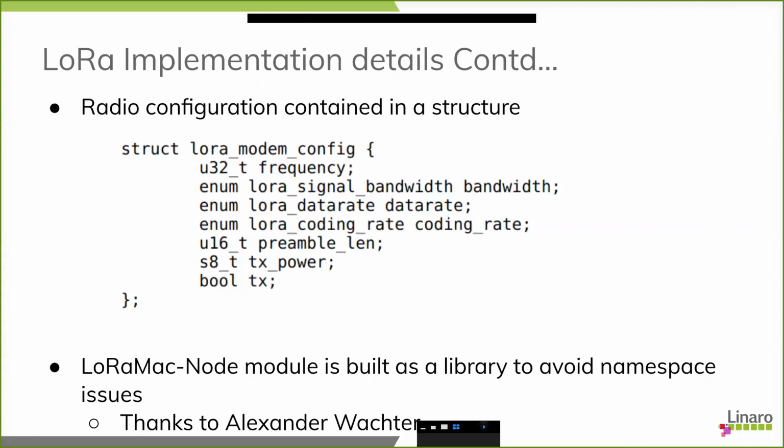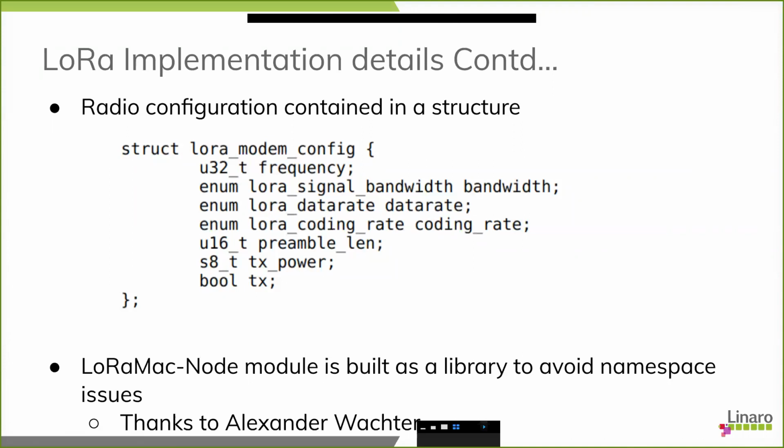So we have coding rate. Coding rate is just the portion of the transmitted bits which contribute to the payload. You need to choose that depending upon your use case also, of course. And then there's preamble length, TX power, and the TX flag. This TX flag is internal to Zephyr. It is used for configuring the modem for TX or RX purposes. And of course, this will get removed when we revamp the API in future.